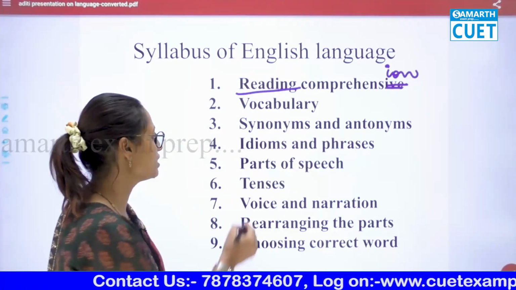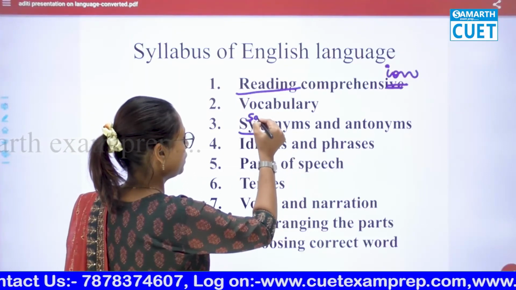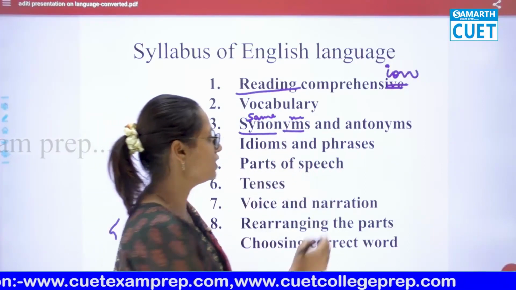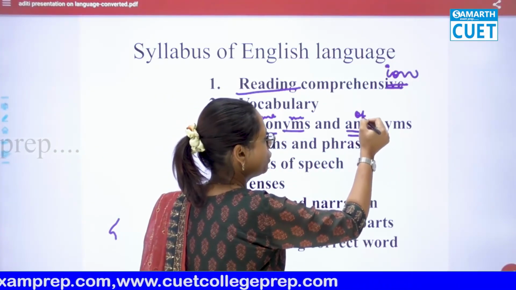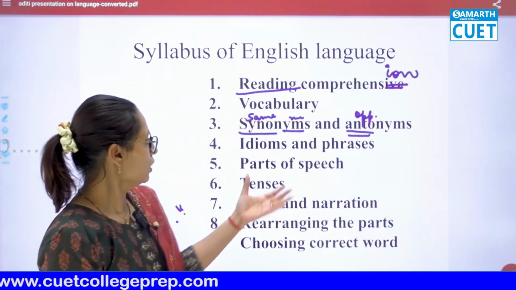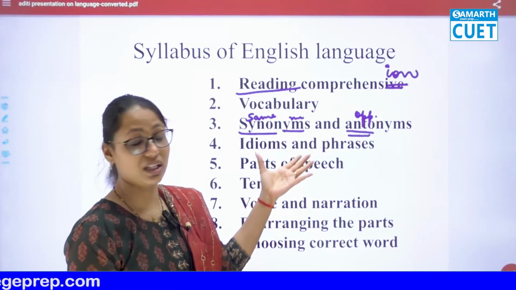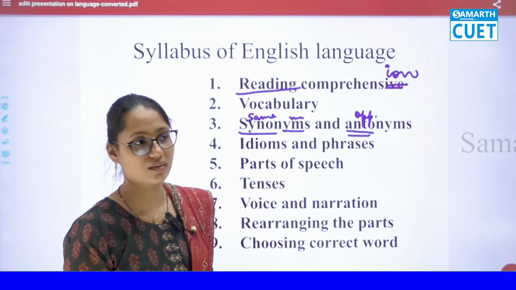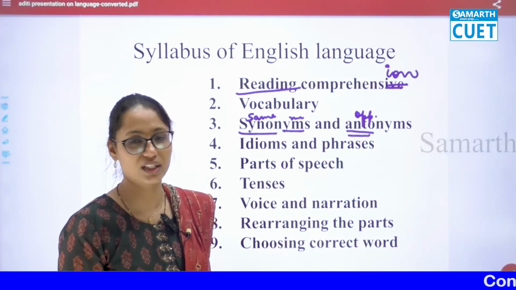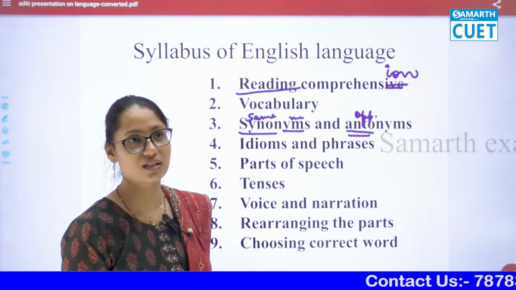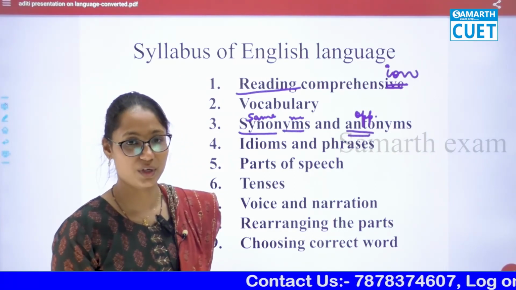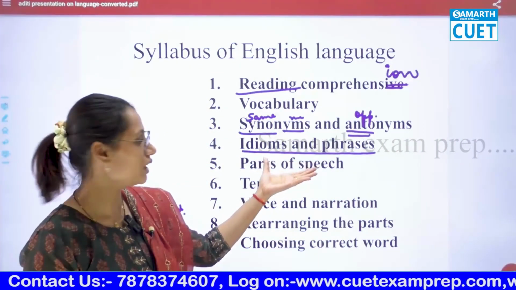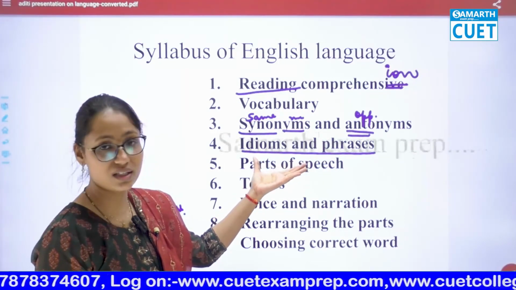Synonym and antonym. Synonym, as the name tells, means same meaning, so basically words with the same meanings, and antonyms means opposites. So synonyms and antonyms also comprise your vocab. Then come idioms and phrases. Idioms and phrases are basically muhavre and lokoktiya in Hindi, the most used phrases, just like 'as daft as a brush'. This is an idiom. So we'll be studying idioms and phrases to understand English better.